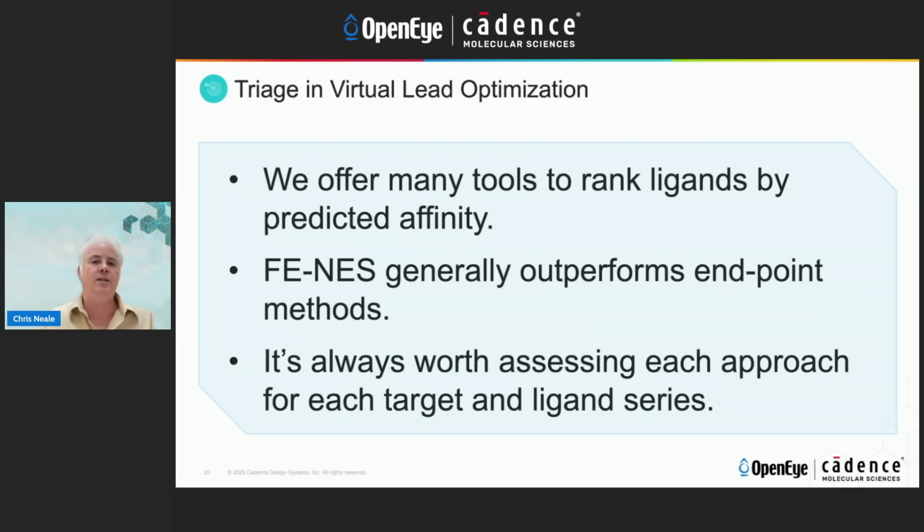So I showed you in this section that we offer a variety of tools for ligand prioritization in lead optimization. I demonstrated that FE-NES typically outperforms the other tools, but I showed that it's always worth assessing all of the metrics at your disposal because sometimes some of these simpler methods will outperform the more computationally demanding physics-based methods.